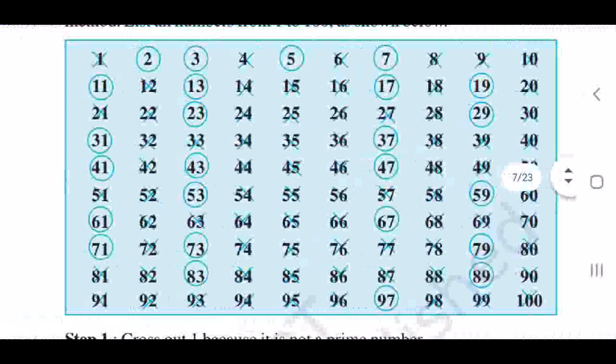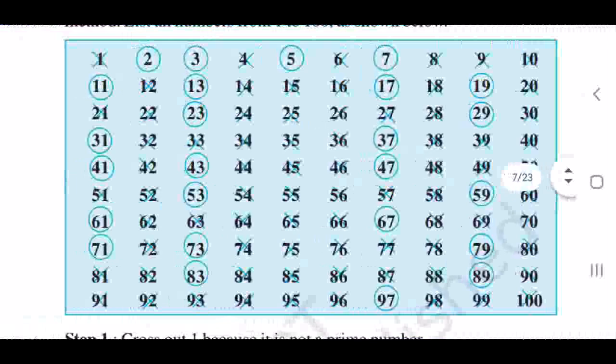1. Not a prime, not a composite. Then you cross it. Prime numbers only you want to encircle that. Others you have to cross it. 1 is neither prime nor composite. Then you go to 2. 2 is a prime number. You just draw a circle around it.